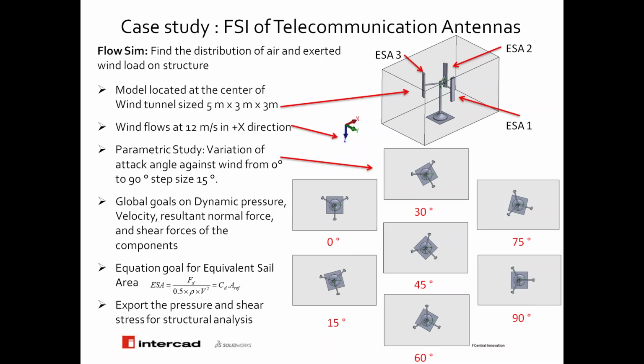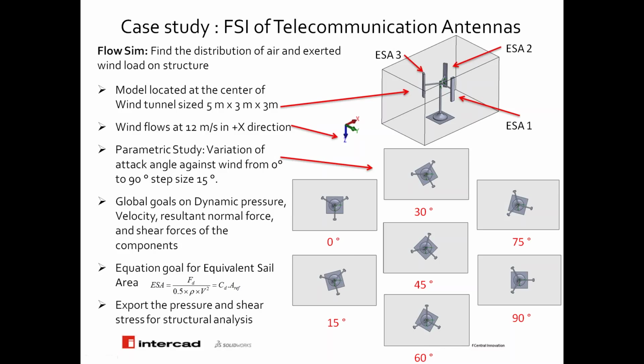In this regard, we will introduce our global goals on dynamic pressure, also velocity, resultant normal force and shear forces of the components, to make sure we are getting accurate answers. And we are also introducing one specific goal, which we call an equation goal, and we define it as, let's say, equivalent cell area, which is a fraction of your drag force on the actual component. Basically this is what we would like to trace and monitor or review at the end.